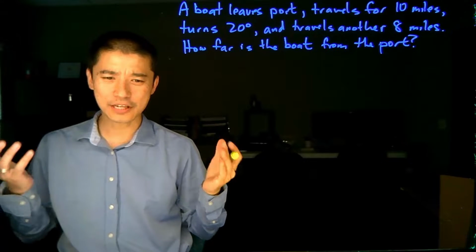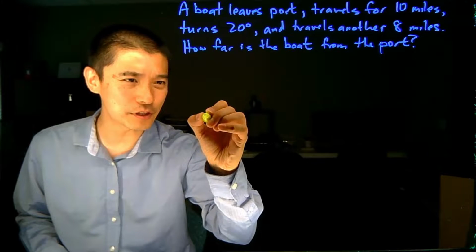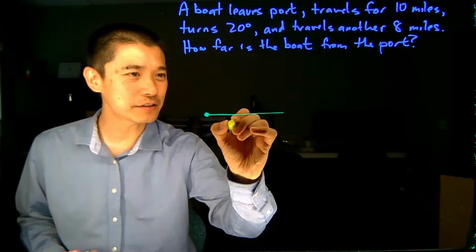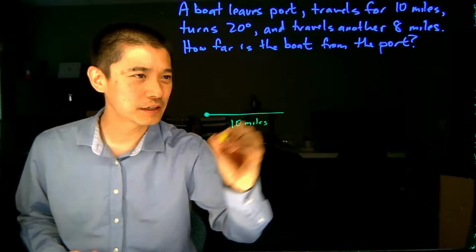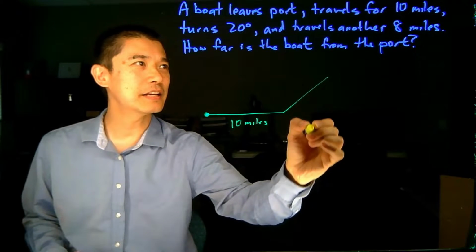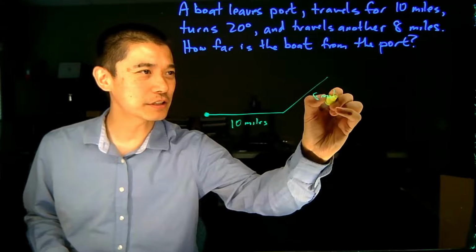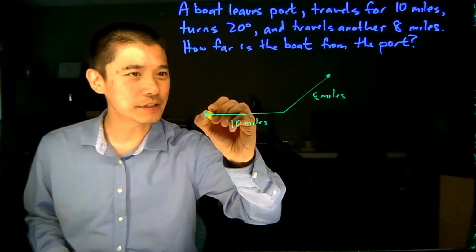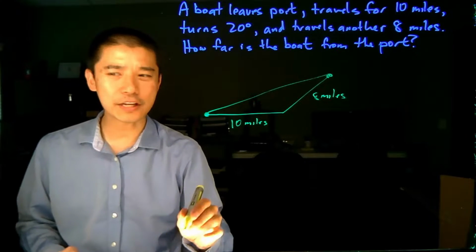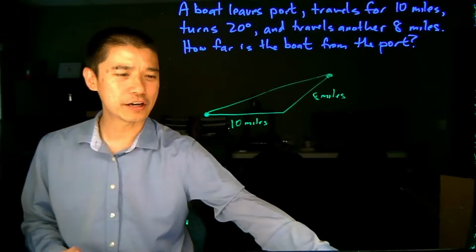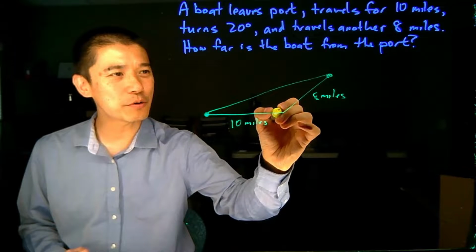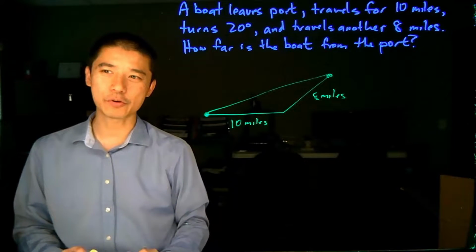And so conceptually, it's not too difficult here. You've got a boat somewhere, and it is going to travel for 10 miles in some direction. Then it's going to turn by 20 degrees, and then travel another 8 miles. And the question is, how far is it from here to there? Right, so conceptually, there's nothing too complicated going on here. However, what students will tend to do is they will throw in that this angle right here is 20 degrees.